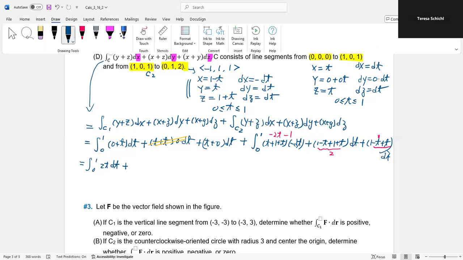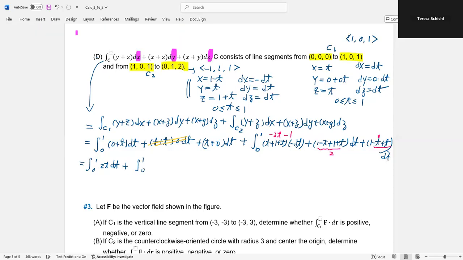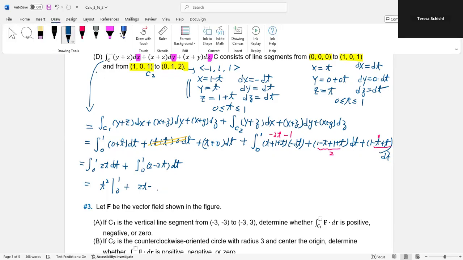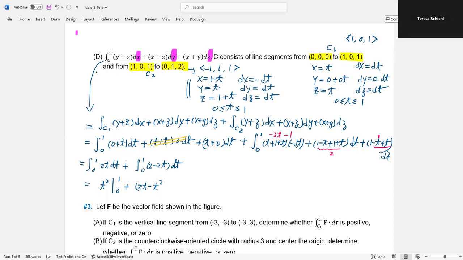Okay, so now I have integrated from 0 to 1. Then this is a 2 minus 2t dt. Okay, so now here this is just t squared from 0 to 1. Then plus 2t minus t squared, so minus t squared, from 0 to 1 here. All right, so for the final answer, if you plug it in, you will get the result here.